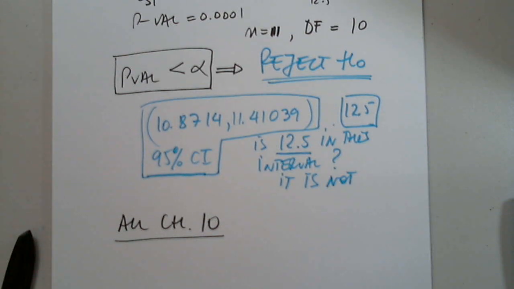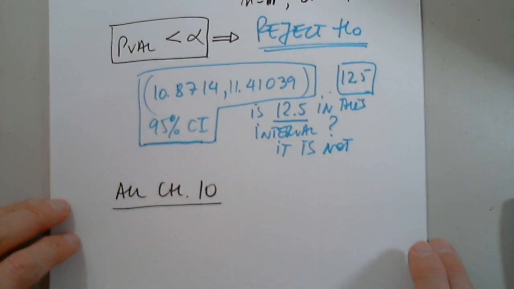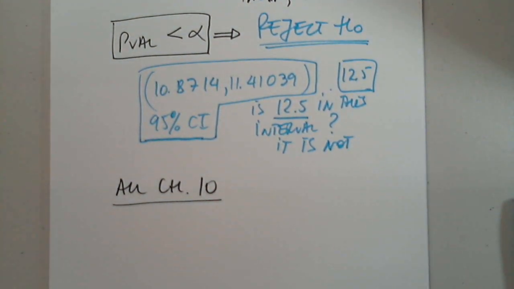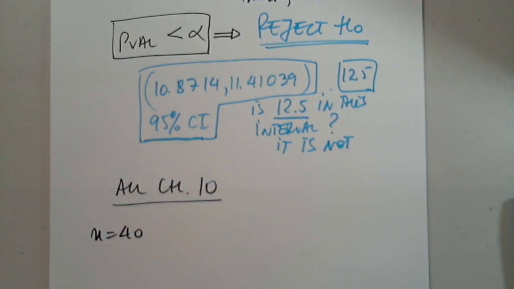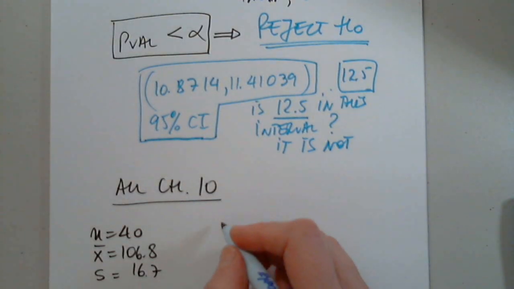Like that, because that means that the test can be conducted, of size n equals 40, okay, drawn from a population, fine. The sample mean is found to be, so x bar, 106.8, and the sample standard deviation, small s, 16.7. Is the population mean greater than 100?